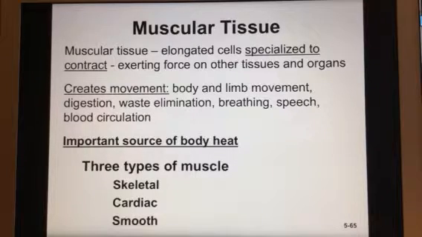Okay, muscular tissue is our last category. It has elongated cells that are specialized to contract. And when they contract, they exert that force on other tissues and organs. This creates movement. Of course, body and limb movement, but we don't think about this. It creates movement in the digestive system, in the stomach, in the intestines. It helps with waste elimination, breathing, speech, and even blood circulation. It is an important source of body heat, and there are 3 types of muscle tissue: skeletal, cardiac, and smooth.